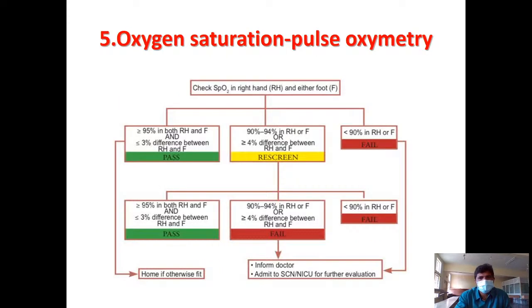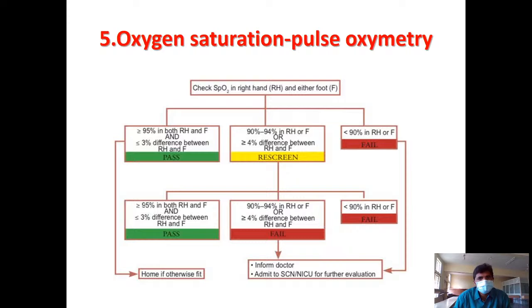Then oxygen saturation. Of late, oxygen saturation is finding very much importance in neonatology. Before discharging the baby, pulse oximetry screening has to be done to look at the oxygen saturation. Preductal and postductal saturation has to be taken, that is on the right hand and either of the feet, either left or right foot. You need to compare the saturations. When both saturations, that is right hand and foot, are more than 95% or the difference is less than 3%, then the baby is unlikely to have any congenital heart disease, especially cyanotic or duct dependent congenital heart disease.